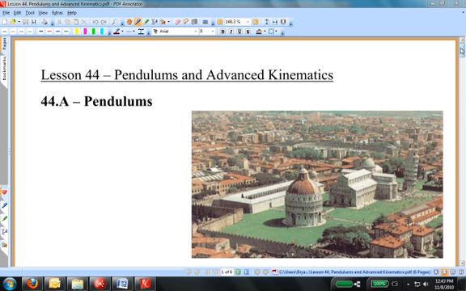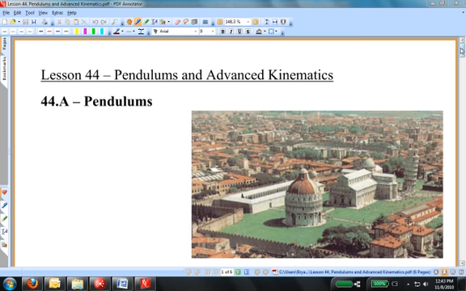I have a story to tell you. It's one actually that's told by David Goodstein in the series from Caltech entitled The Mechanical Universe. I'm not sure that it's true, but it's a good story, so I'm going to tell it to you anyway. It's about our old friend Galileo.